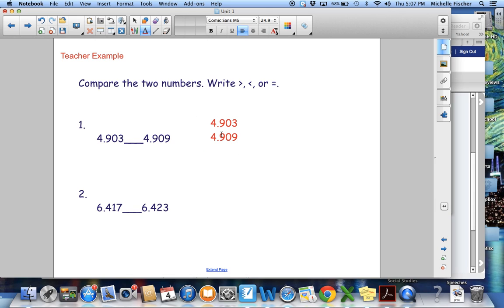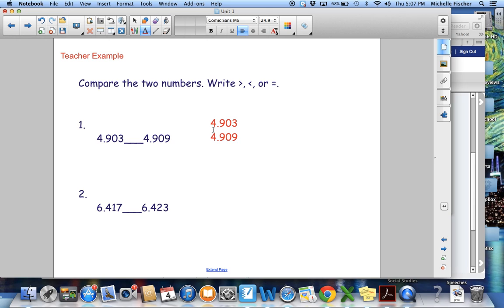So we did step 1. So we lined up our decimals. Now we need to start with the number all the way to the left, which is 4. And we notice that the 4 is in both ones places. So our very first numbers that we're looking at are the same. So we go to step 2, and we need to find the first two numbers that are going to be different.